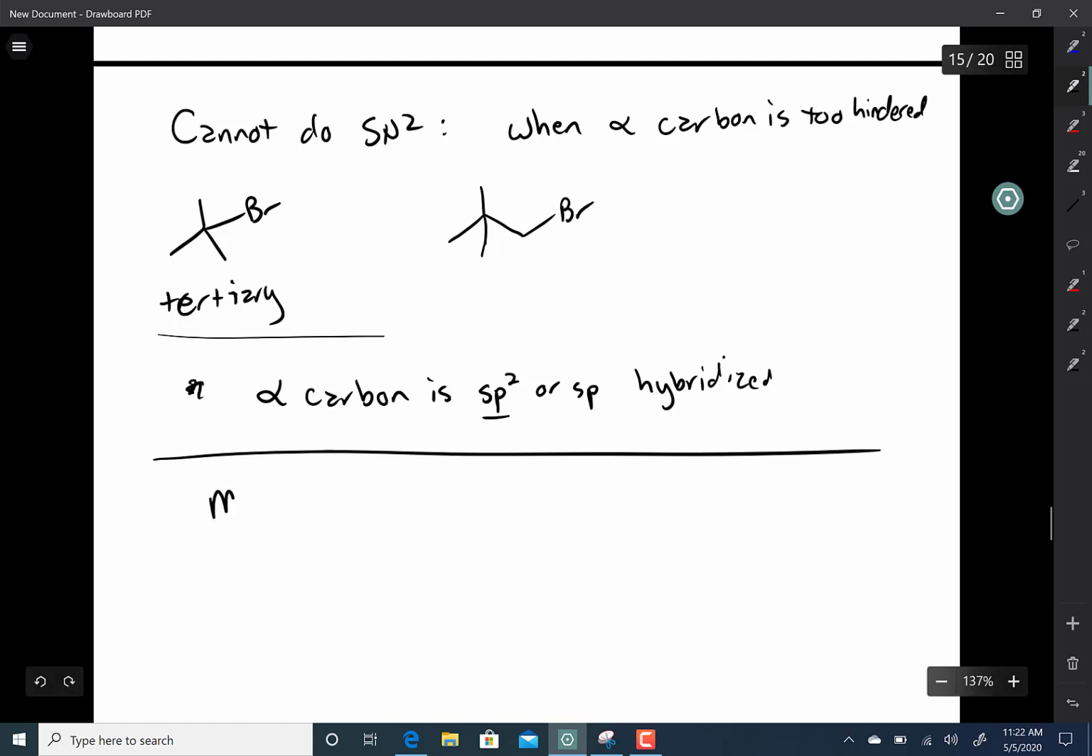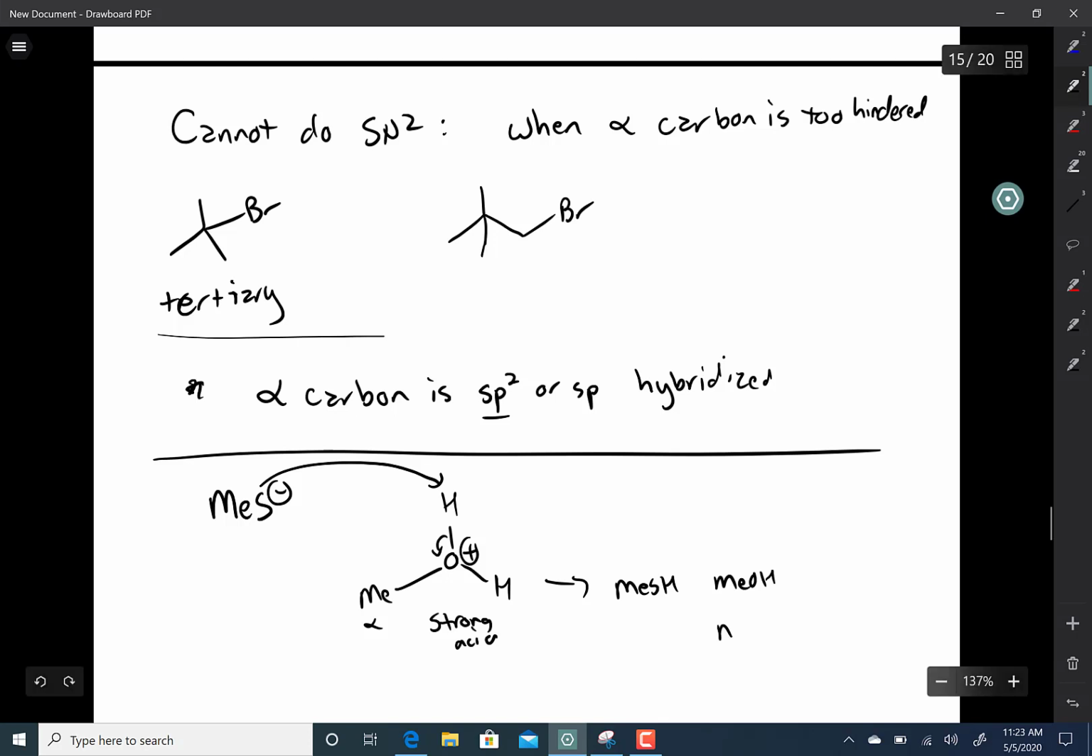And then there's a specialized case because the problem is specifically asking for this as a nucleophile. In that case, you won't be able to do an SN2 reaction on this, even though the alpha carbon is methyl, the least hindered of all of them, because this leaving group right here is a strong acid, and that takes the proton off, and suddenly you no longer have a good leaving group.